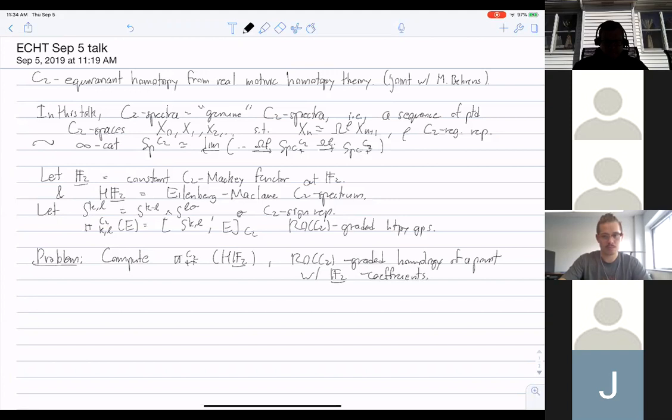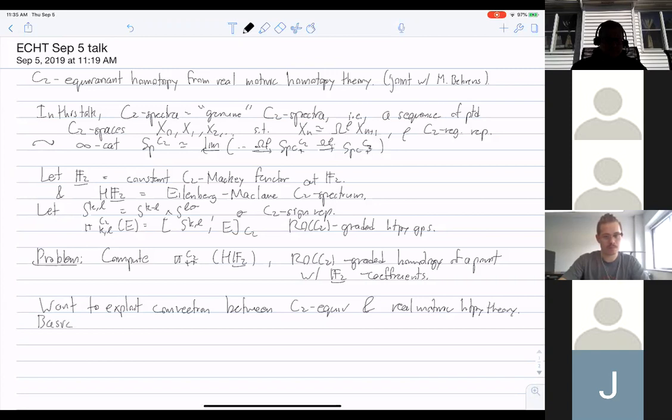And there are multiple ways to accomplish this calculation, but in doing this calculation, I want to illustrate the method. So I want to exploit the connection between C2 equivariant and real motivic homotopy theory. So how does motivic homotopy theory enter the game?